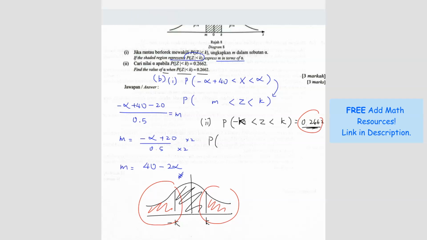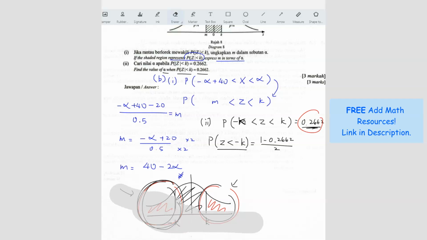So what I can do, if I'm using the calculator, I can write z less than negative k. That means this region here should be equal to 1 minus 0.2662 divided by 2. So like I said just now, 1 minus 0.2662 will be the region here, and then when I divide by 2, I only get one side of it, either this side or this side. I'm using less than because the calculator's preset way of calculating is always less than. If you're using your calculator, let me erase this first.